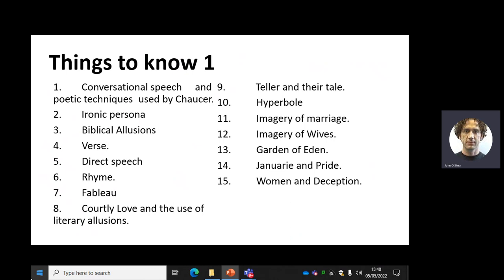We talked about two, we talked about three. It's in verse, but sometimes it's conversational. Use of rhyme maybe highlights, it draws attention to individual words. And those individual words might be related to the theme.